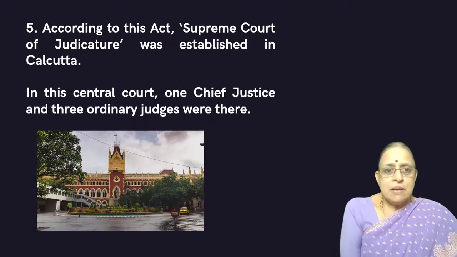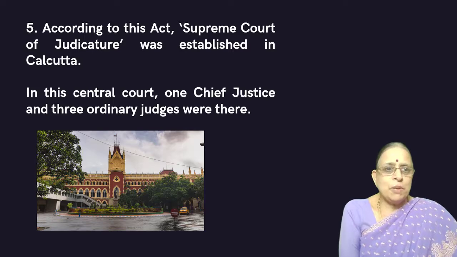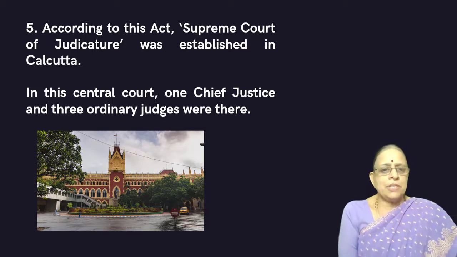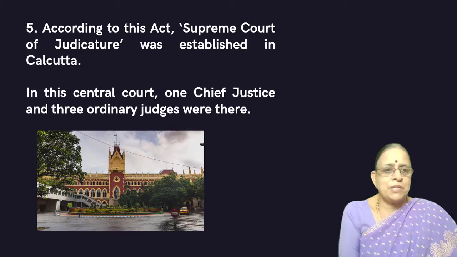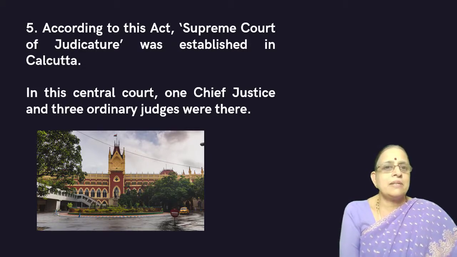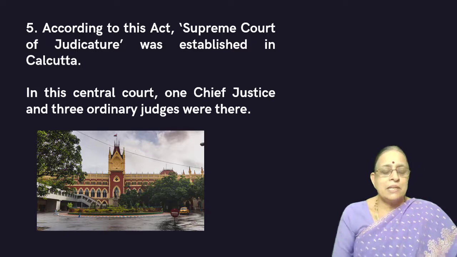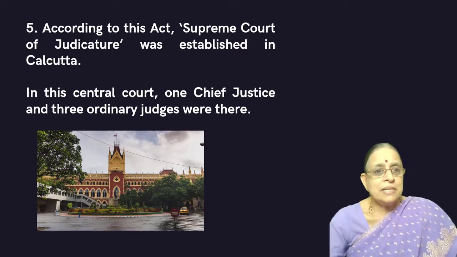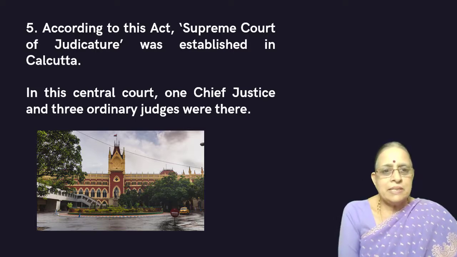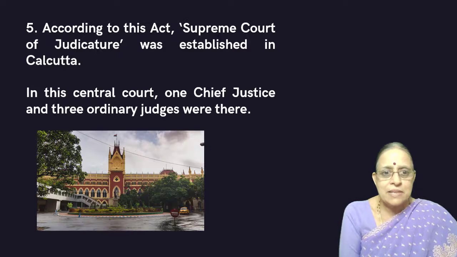Fifth point is, according to this act, the Supreme Court of Judicature, judicature means judicial system, was established in Calcutta. Whatever changes were brought during the British administration, during the initial stage, only Bombay, Madras and Calcutta were given importance because they were the centers of administration for the British government. In this central court, the Supreme Court was established. It was called the Central Court.